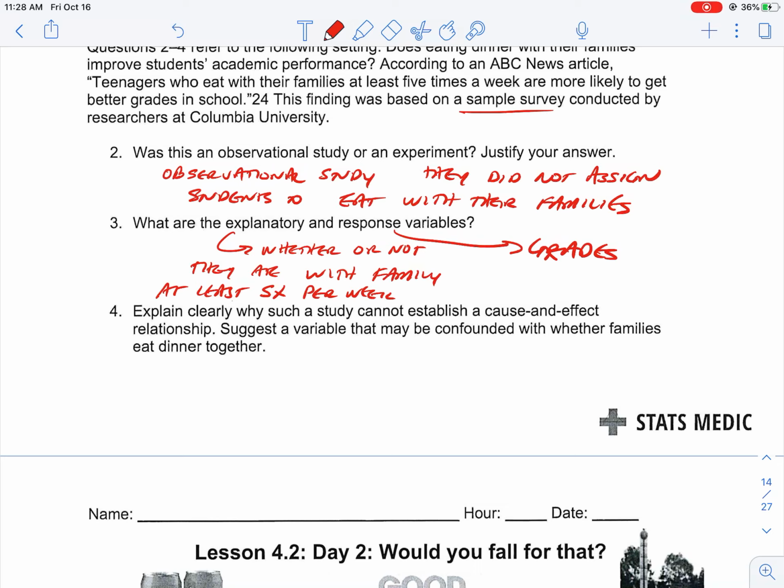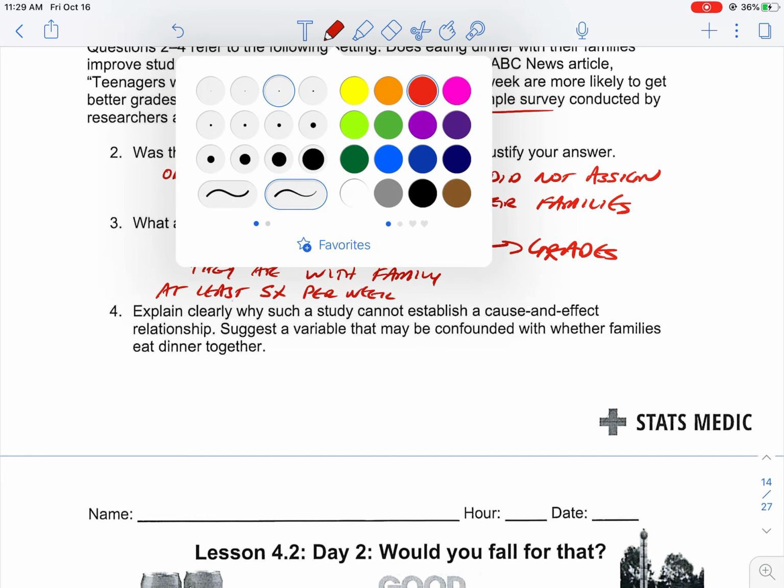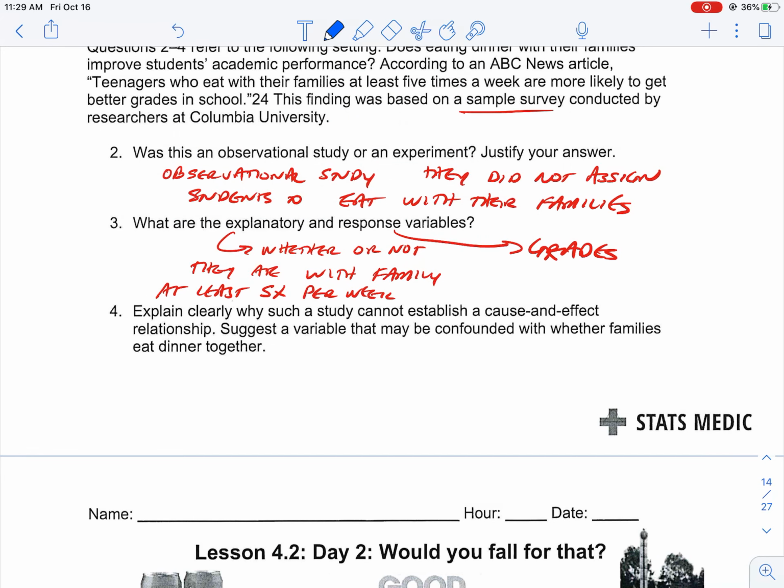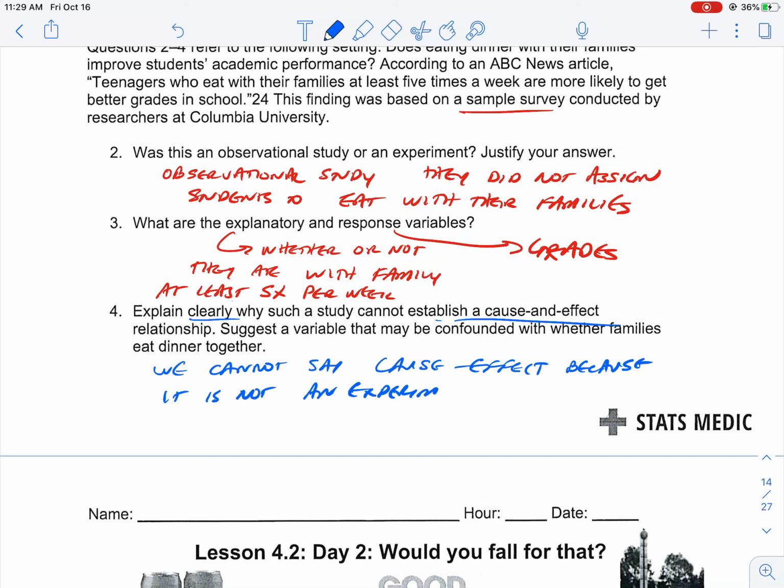Explain clearly why such a study cannot be established as cause and effect. The relationship suggests a variable that may be confounded with whether families eat dinner together. All right, so here we go. Firstly, we cannot establish cause and effect. Well, we can't say cause and effect, meaning we can't say because they ate dinner with their family 5 times a week, the effect was higher grades, because it's not an experiment.